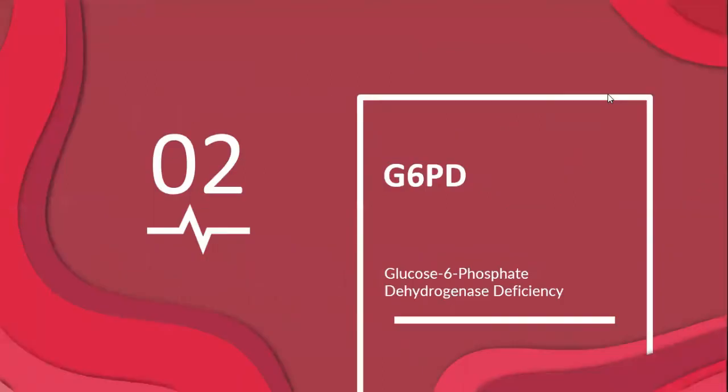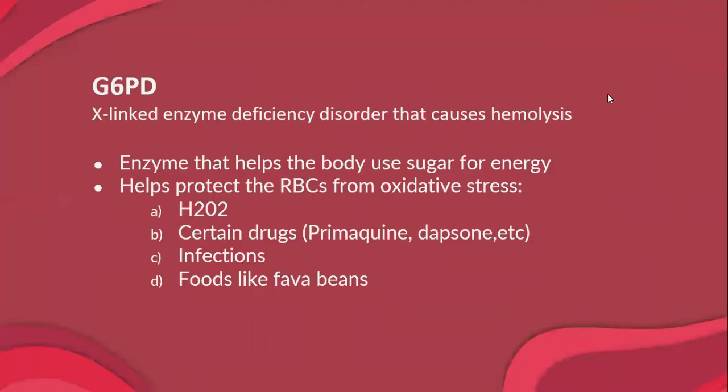Next is G6PD, or glucose-6-phosphate dehydrogenase deficiency. So what is G6PD deficiency? It is an X-linked enzyme deficiency disorder that causes hemolysis. G6PD is an enzyme that helps the body use sugar for energy. It creates NADPH, which helps protect the RBC from oxidative stress. It also helps protect from free radical damage and converts oxygen to superoxide in neutrophils to fight infections.